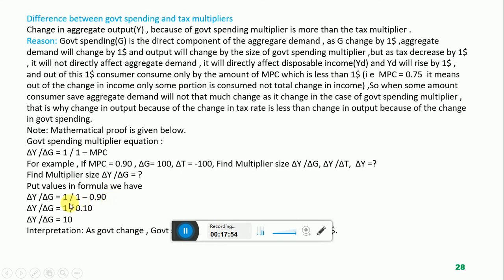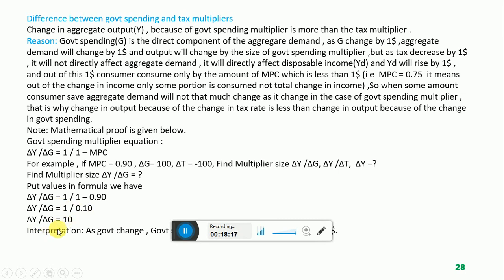So delta Y over delta G is equal to 1 divided by 1 minus 0.90, that is 0.10, and delta Y divided by delta G is equal to 10. When we divide 1 by 0.10, this is 10%. So 1 divided by 10% is equal to 10.